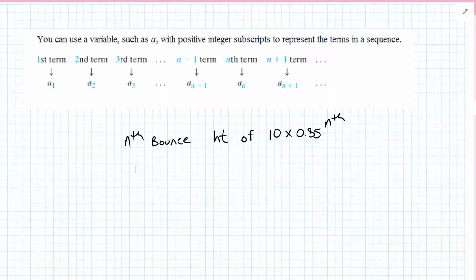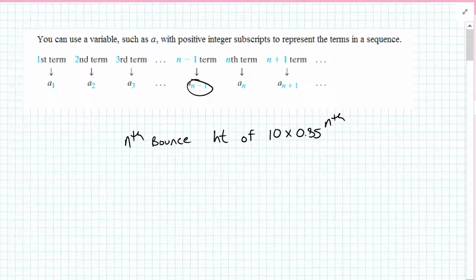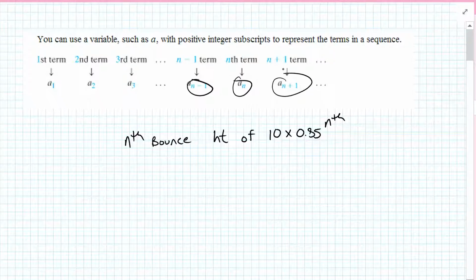So you can use a variable such as a with a positive integer subscript to represent the terms in a sequence. So the first term would be a1, second term a2, third term a3, so on and so forth. And then you could have a n minus 1, that's just the term before the nth term. a n is just the nth term, and a n plus 1 would be the next term. So the nth bounce has a height of 10 times 0.85 to the nth power.